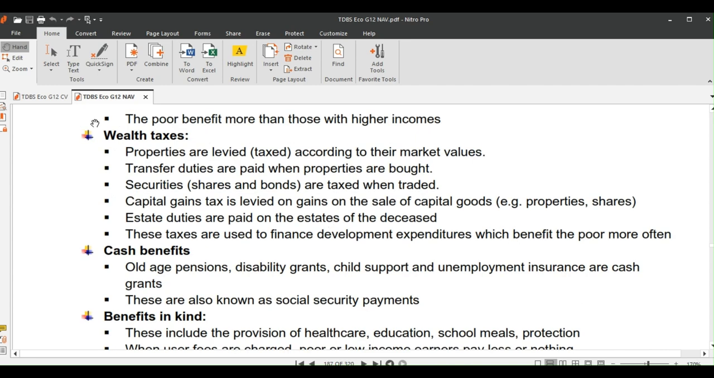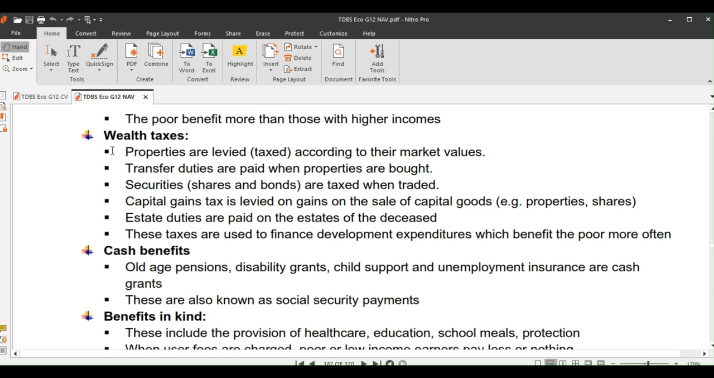The second instrument is wealth tax. You will be surprised on this one, since we are talking about the stimulation of demand, in other words, causing a shift of the demand curve to the right. However, in conclusion, I'll clarify. Properties are taxed according to their market values. So obviously on this one, the more expensive your property is, the more you will pay in tax.